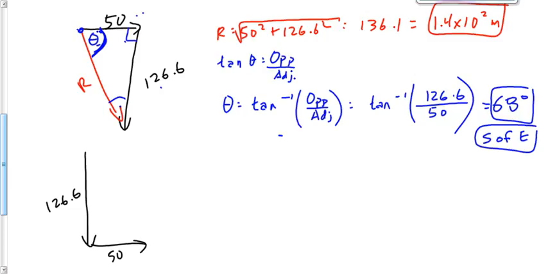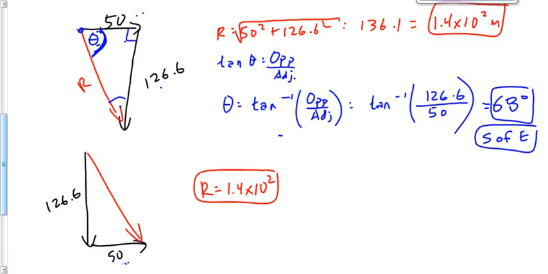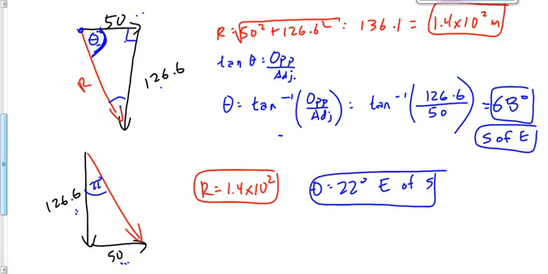Absolutely. Resultant vector is drawn right here. We solve for the value of r. It's going to work out to be 1.4 times 10 to the 2. But we solve for the value of theta using opposite over adjacent. And theta is going to work out to be 22 degrees. But we're going to say it's 22 degrees east of south. How can those two represent the same thing?